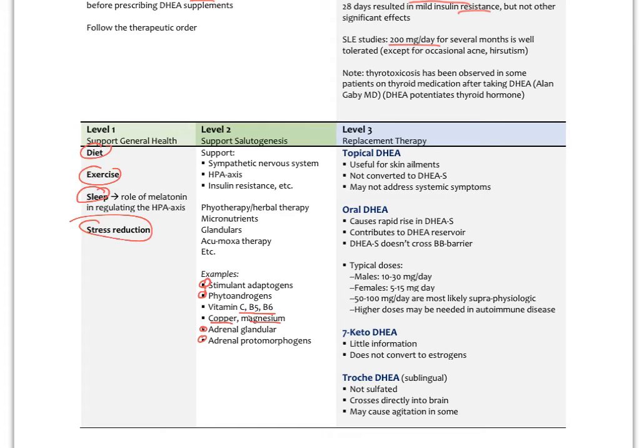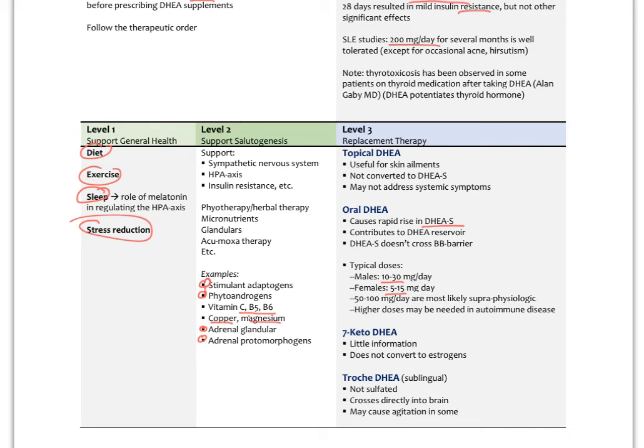If we do use DHEA, we can use it topically for skin ailments. The topical is going to stay locally. Oral DHEA is going to cause a rapid rise in DHEA sulfate in the plasma. And the DHEAS won't cross the blood-brain barrier specifically, so it's going to be more having effects on the GI tract, the lungs, the kidney, and so forth. Typical doses, males 10 to 30 milligrams a day, females 5 to 15 milligrams a day. We consider 50 to 100 milligrams a day probably super physiologic, but we might need those doses in autoimmune disease depending on if you're trying to use more of a suppressive therapy in that case.